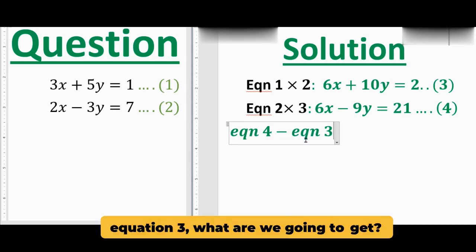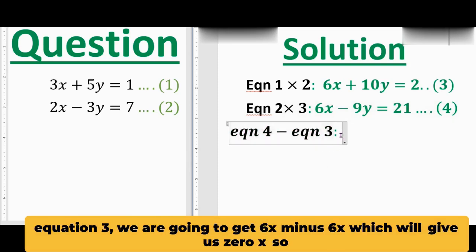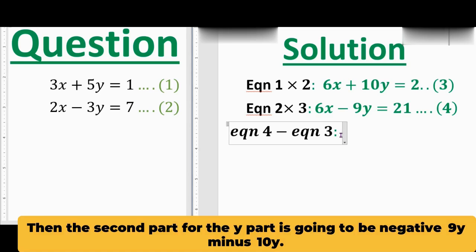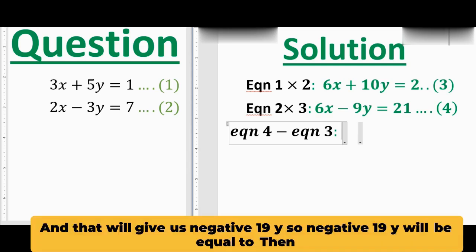So equation 4 minus equation 3. What are we going to get? Let me make this black color. We are going to get 6x minus 6x, which will give us 0x, so we are not going to write it. Then for the y part, it is going to be negative 9y minus 10y, or in other words, negative 9y minus positive 10y. And that will give us negative 19y.